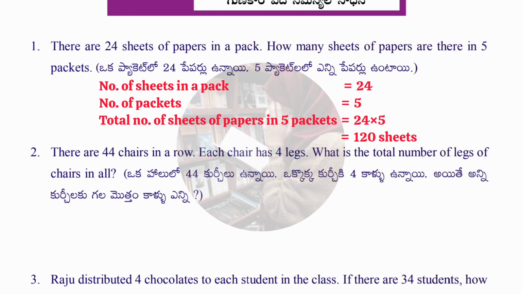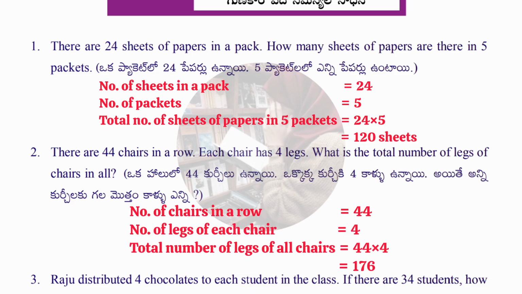Let's move on to the second question, which is there are 44 chairs in a row. Each chair has 4 legs. Then what is the total number of legs of chairs in all? Write down the answer. Number of chairs in a row is 44. In one row we have 44 chairs.